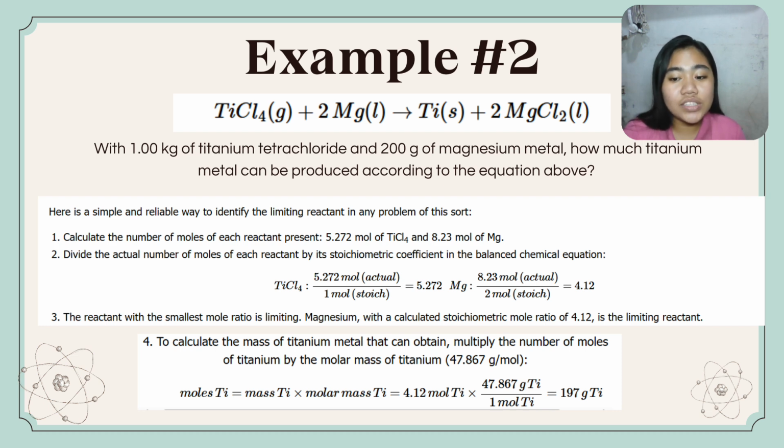To calculate the mass of titanium metal that can be obtained, multiply the number of moles of titanium by the molar mass of titanium, which is 47.867 grams per mole. And then we'll have 197 grams of titanium metal. And that's all for limiting reactants.